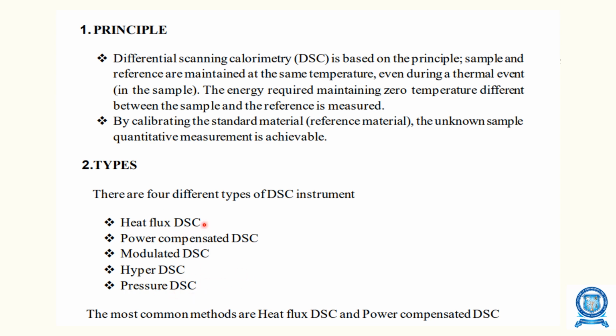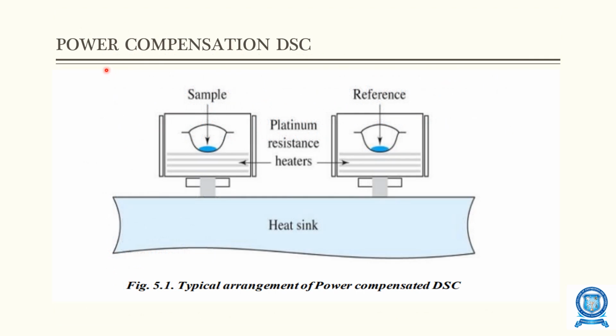Here, the heat flux DSC and power compensated DSC are the two most important differential scanning calorimetry types. So let's see first what is meant by power compensated DSC. This is the pictorial representation of power compensated DSC. Here we have a heat sink, then we have the sample and reference. The sample and reference should be kept at the same temperature.